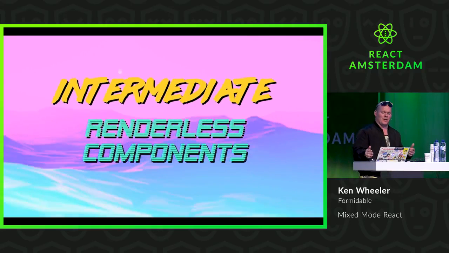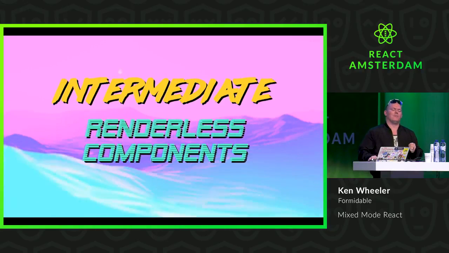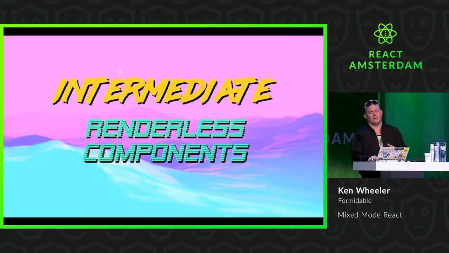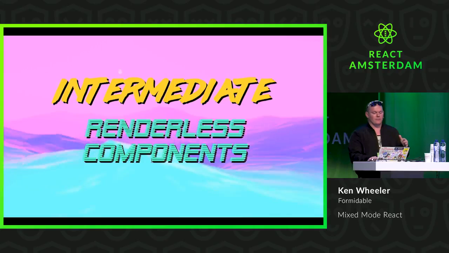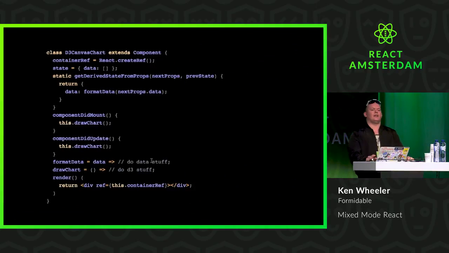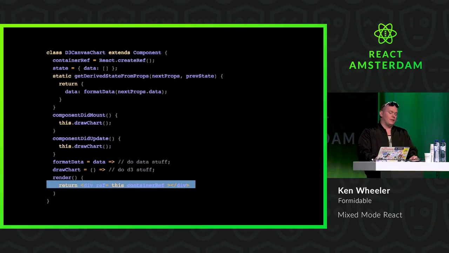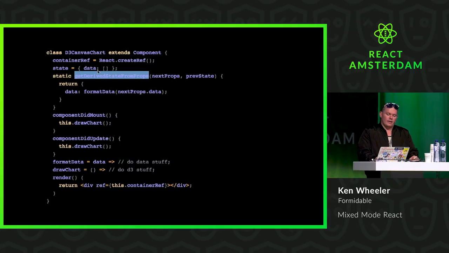Neither is this, but I'm still going to go through it, which is a more intermediate level. Like those first ones are so simple. This one, right, ups the ante a little. So if you wanted to do something like a D3 chart in Canvas, a lot of the time you're going to render your container and put a ref on it, and then up here, you're going to have your data come through, right? You're going to have the derived state from props. I'm using it, Dan. Deal with it.